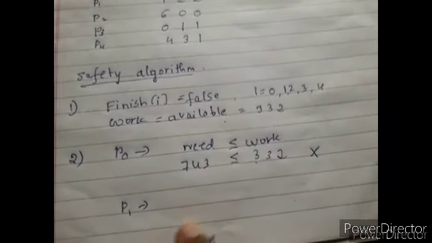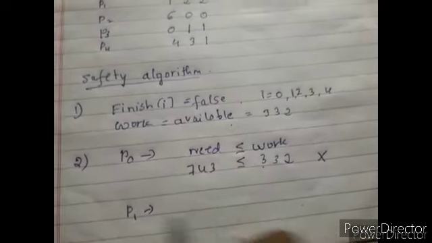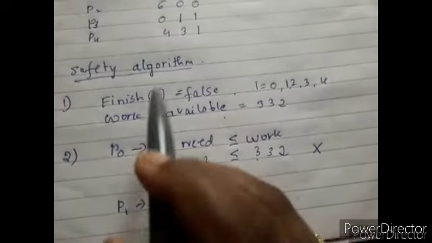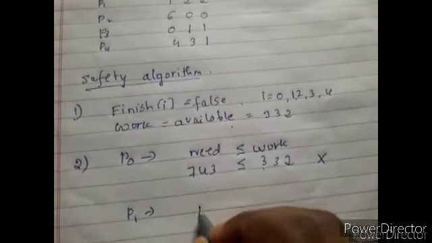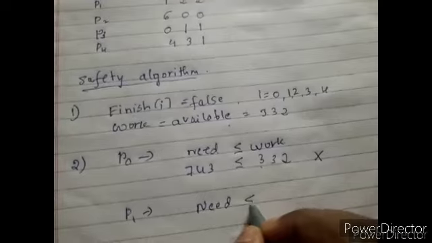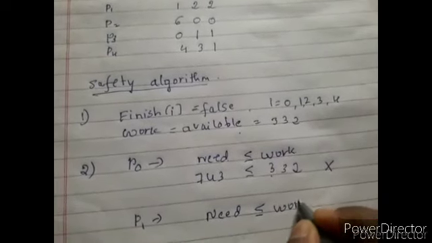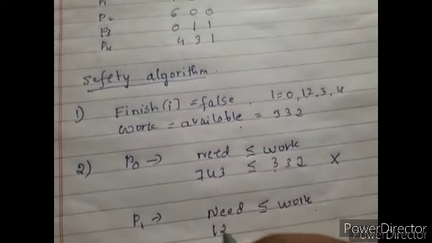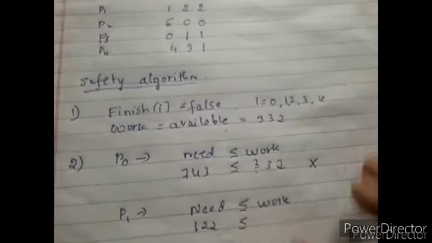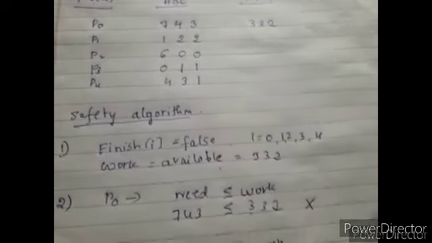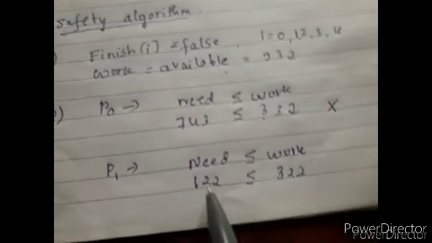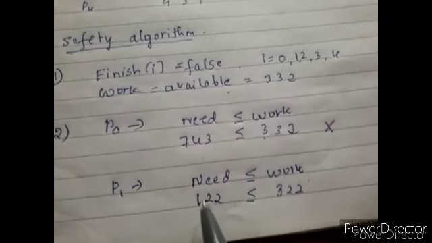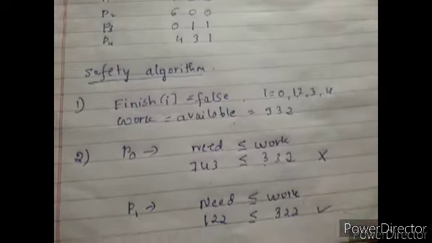Next we'll consider process P1, and we keep going until the condition is satisfied, with the same steps. Process P1 is also not completed, so we compare the need value, whether need is less than or equal to work. What is the need of process P1? It is 122. Whether 122 is less than or equal to work, that is 332. Here 1 is less than 3, 2 is equal to 2, and 2 is equal to 2. So this condition is true.